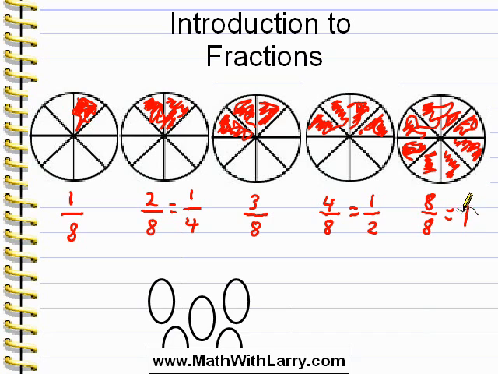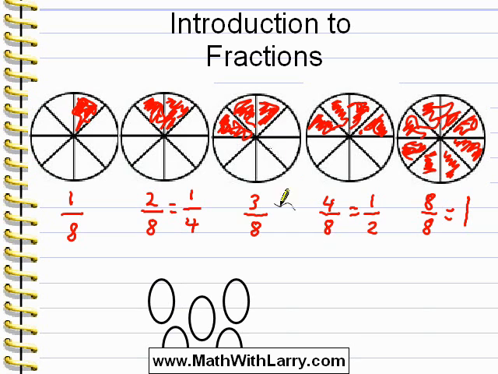The top number shows us how many portions we consumed, or how many portions we're concerned about, and the bottom shows us the total number of portions that there were, the total number of equal portions. That's important. Let's look at this example here, just to show that it all doesn't have to be about pizza.